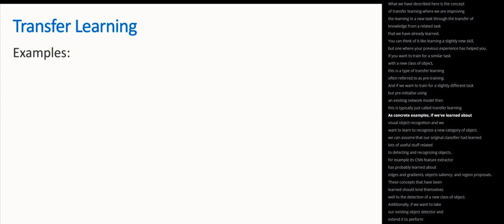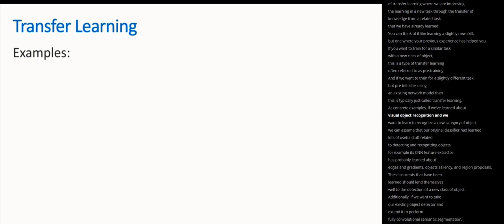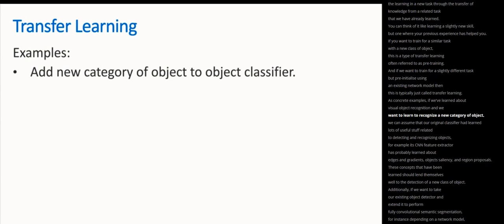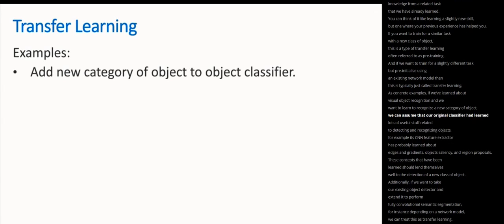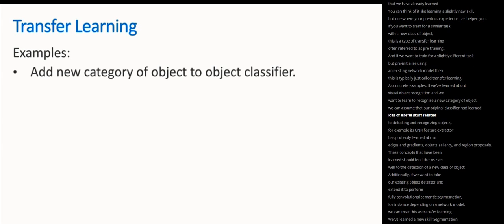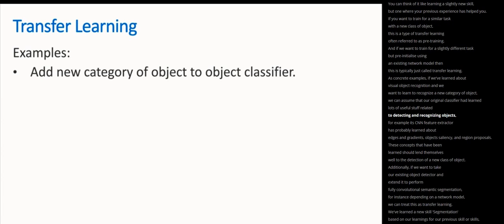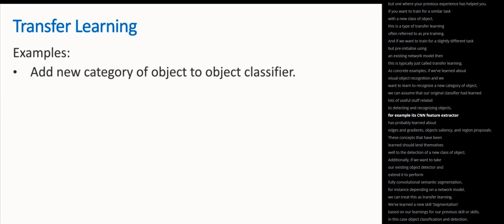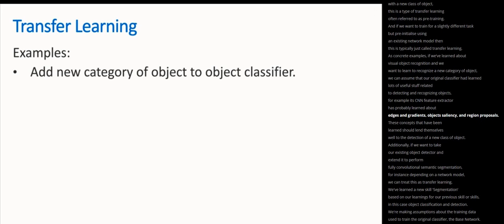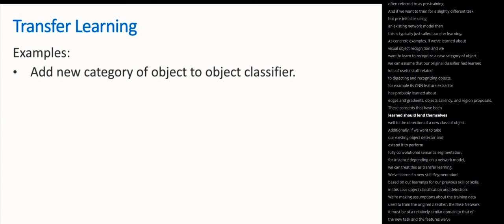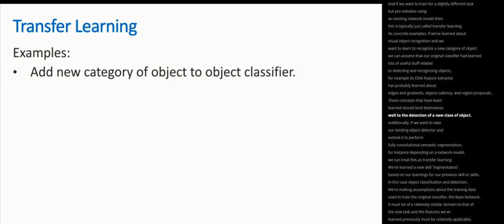As concrete examples, if we've learned about visual object recognition, and we want to learn to recognize a new category of object, we can assume that our original classifier has learned lots of useful stuff related to detecting and recognizing objects. For example, its CNN feature extractor has probably learned about edges and gradients, object saliency, and region proposals. These concepts that it has learned should lend themselves well to the detection of a new class of object.